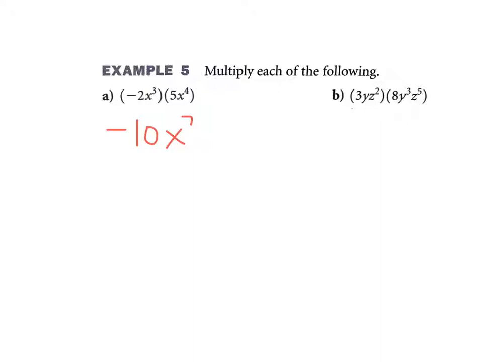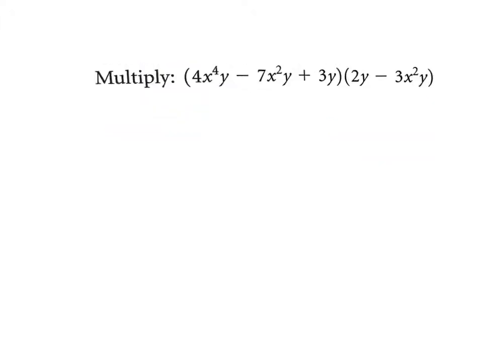Part B, again, multiply your coefficients. That's 24. And I'm adding my exponents because I'm multiplying. On the y's, I have a 1 and a 3. On the z's, I have a 2 and a 5. And I get 7. So not a big deal there either, I hope.